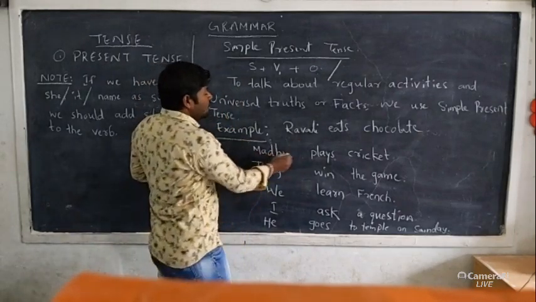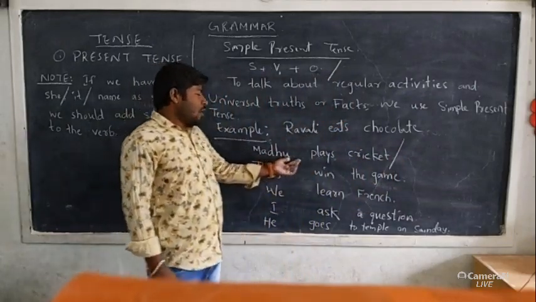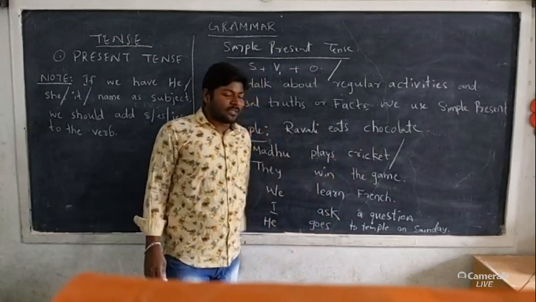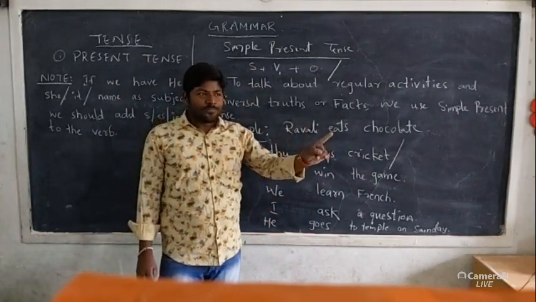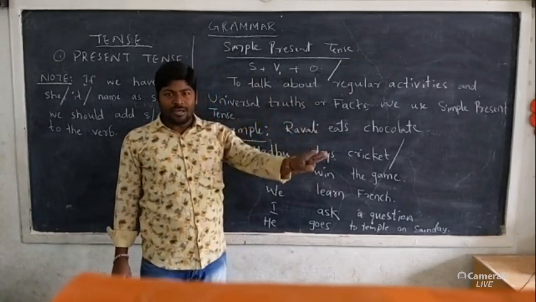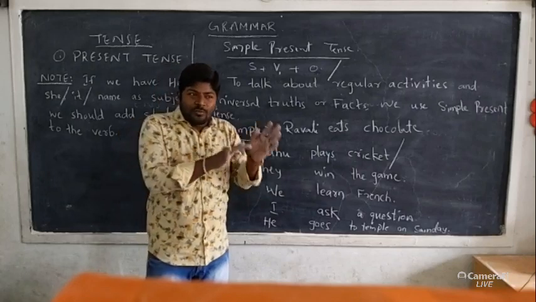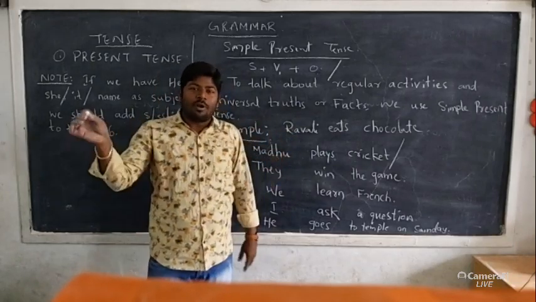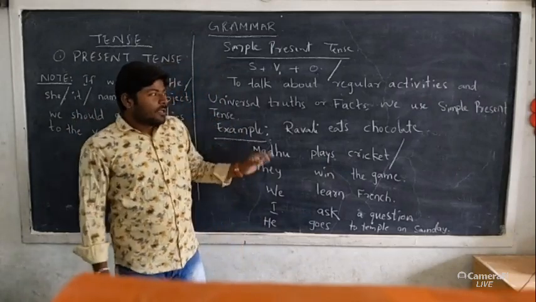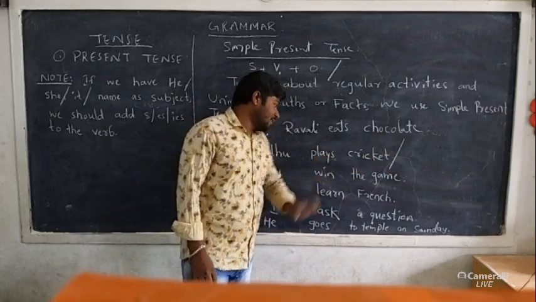But suppose Madhu plays cricket. That is a positive sentence. So how can we make it a negative sentence? What is called a negative sentence? If we have no, not, never, or unless, any one of these four words, then it is called a negative sentence. So how can we make this sentence negative?